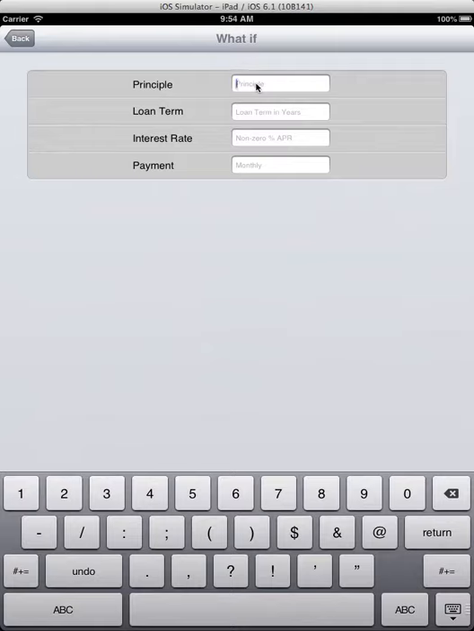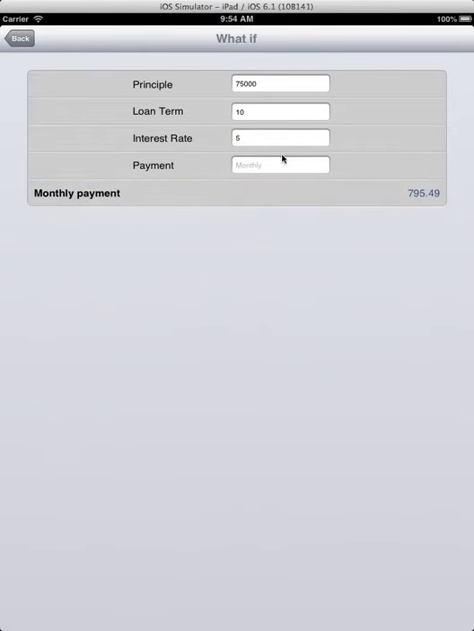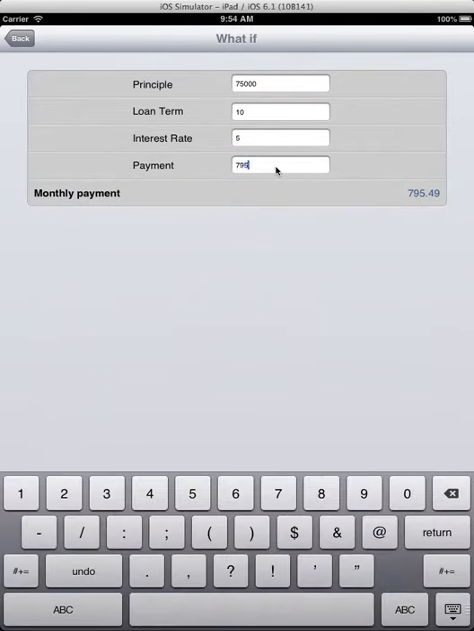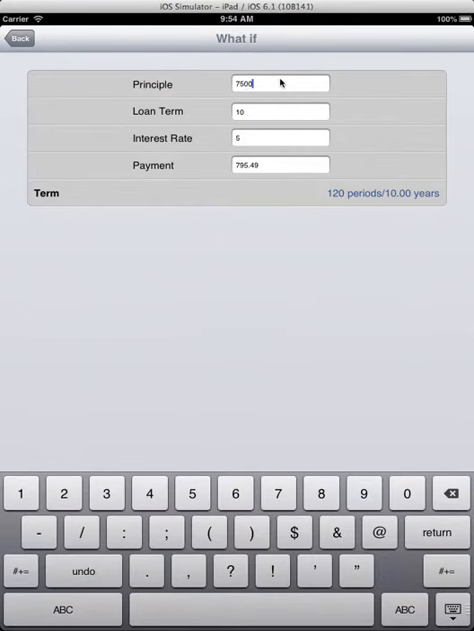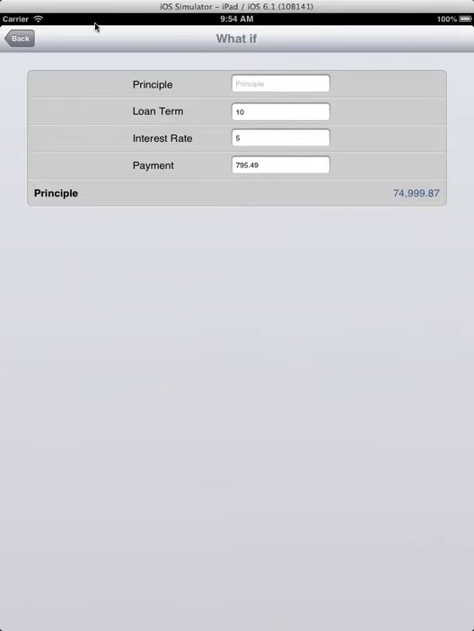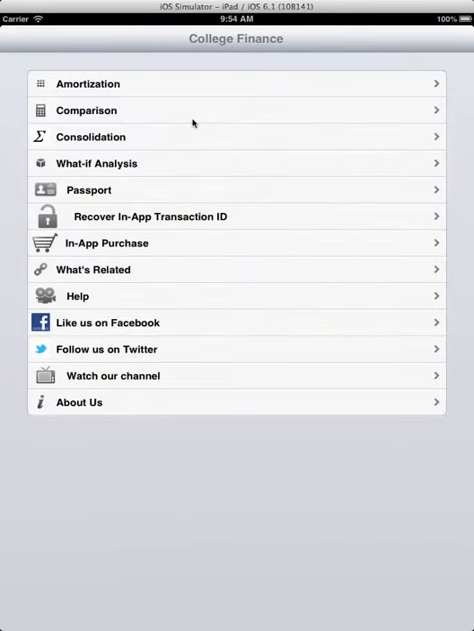In case you have data about three variables, you can actually calculate the fourth variable. So here is the monthly payment, say 795.49, and we want to calculate the interest rate, and this is how we can calculate. Say we want to calculate the term of the loan. Here we can calculate the term of the loan. Say we want to calculate the principal amount. Here is how we can calculate. So as you can see, this is very useful for loan analysis, what if analysis, and loan consolidation.